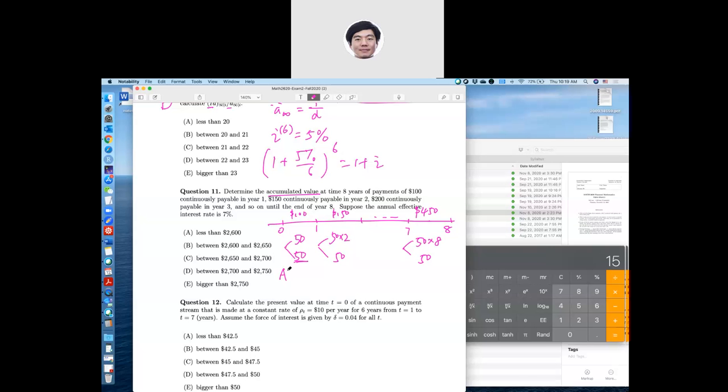I want accumulated value. So let's do the level part first. This is continuously payable. So you have a bar on top of S. S means accumulated value. And the bar means it is continuously payable. So this is a level annuity continuously payable for 8 years. And then I also have an increasing annuity. Okay, so here I only have bar on top of S because this is a standard arithmetic increasing annuity. Okay, we also have formulas to get everything down.